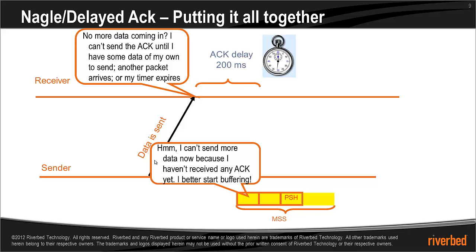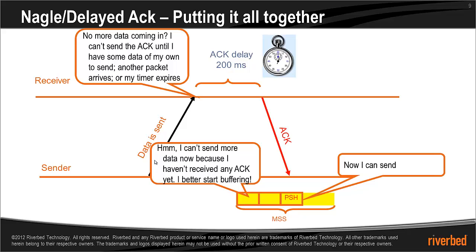After the delayed acknowledgement timer goes off, the receiver sends an acknowledgement, at which point the sender can send the rest of the data. Okay, so this portion right up here is the delayed ack Nagle deadlock that happens, and all this is wasted time, and this can kill throughput, as we'll see in a second.